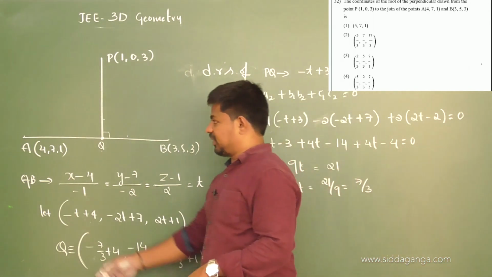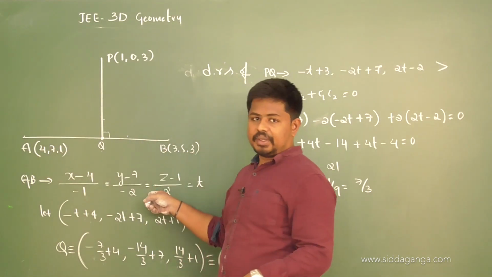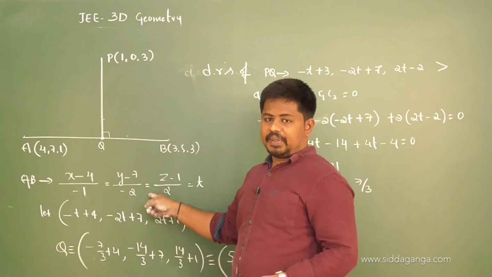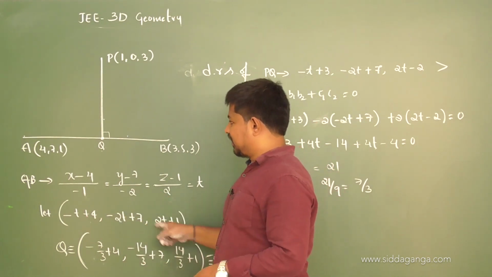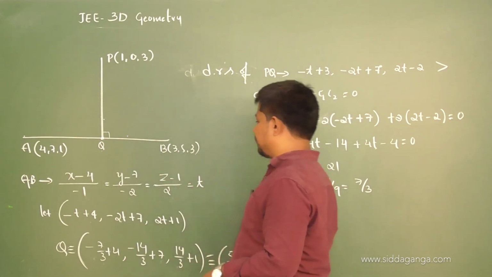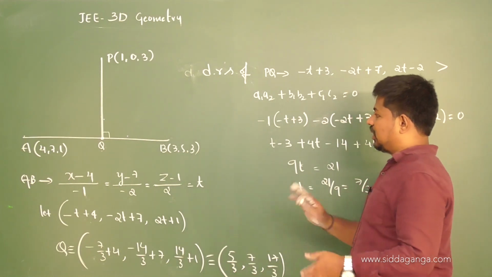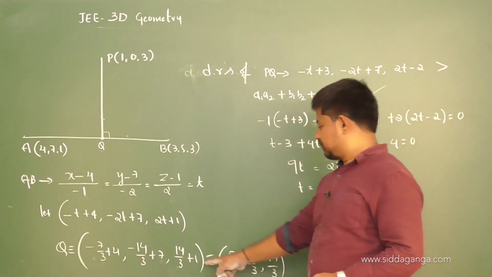It is very simple, students. First, I considered a line passing through these 2 points using the line passing through 2 points formula. After that, I considered any point on this line and took this one as Q, and after that I found the direction ratios of both the lines and used this condition to find the t value. So, this is the required one.